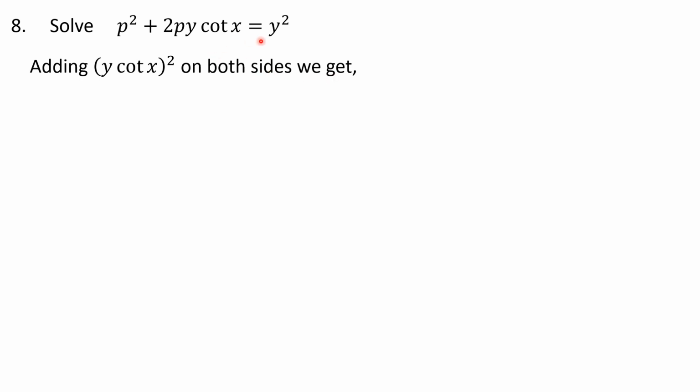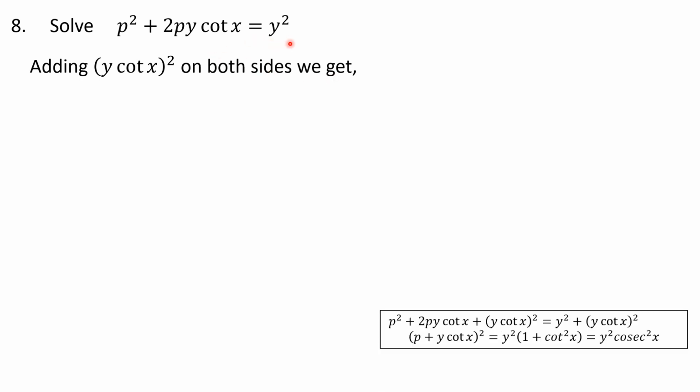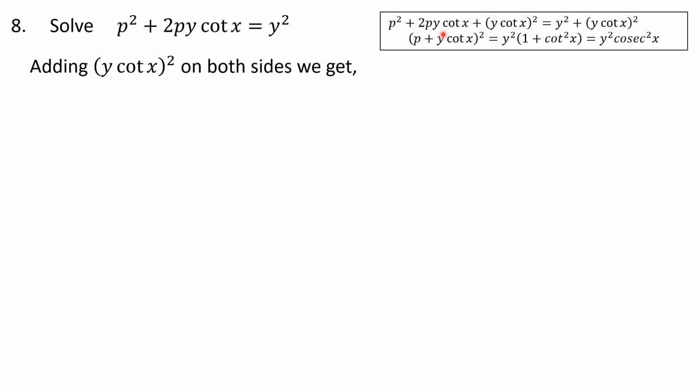So if I add y cot x the whole square on both sides, what it gives? See here, p square plus 2py cot x plus y cot x the whole square. Right hand side also we have to add y cot x the whole square. So y square plus y cot x the whole square. So this is the perfect square. We can write p plus y cot x the whole square is equal to y square is common over here, so y square into 1 plus cot square x. We know the identity cosec square x minus cot square x is 1. So 1 plus cot square x is cosec square x. So we have y square cosec square x. So that means we get p plus y cot x the whole square is equal to y square cosec square x.